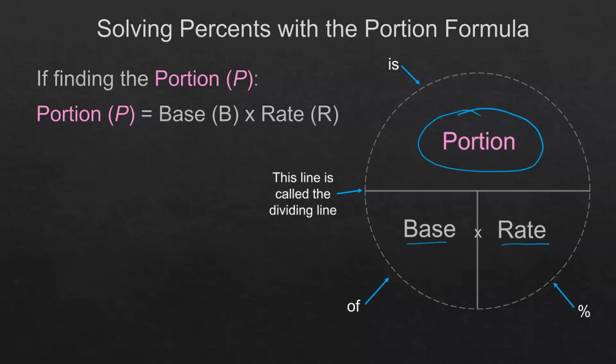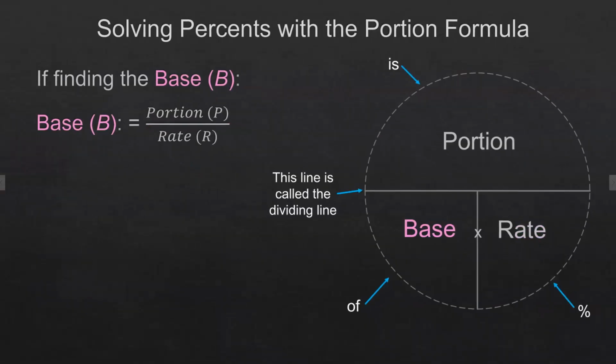Notice also I have these words. Is a clue word for finding the portion. Of is a clue word for multiplication, right? So if it says of some number, then that's what we're applying that rate to. And then of course the rate is the percent. This line is important because this line is telling me I'm going to divide. So if I have a number above the line, I'll be dividing it by some number below the line.